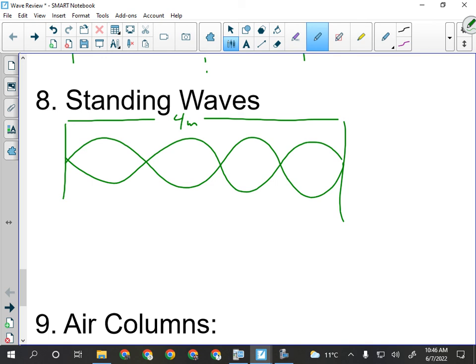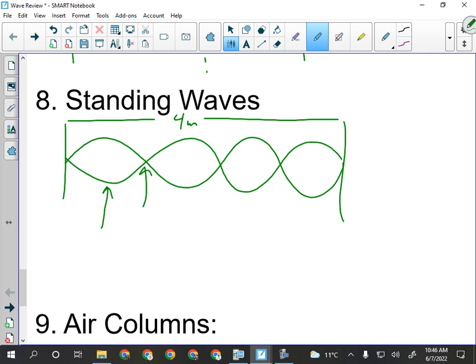2 meters. Okay, there's two wavelengths on that 4-meter stretch. So stuff like that, just being able to recognize. Or what's that called? A node. What's this called? An antinode. Stuff like that. Just know your terminology because those are the terms I'll use in a written response question as well, so you have to know them.